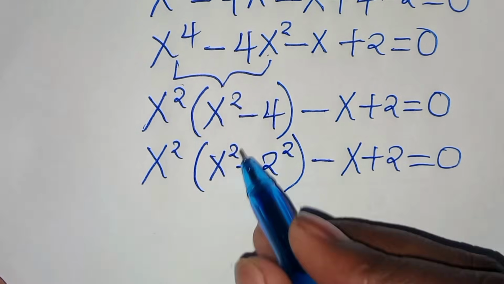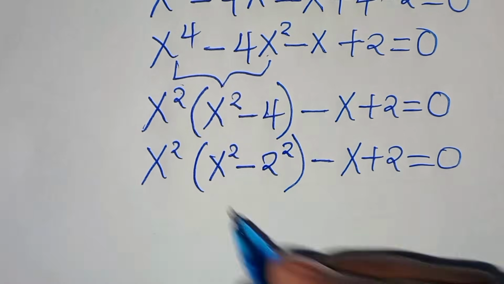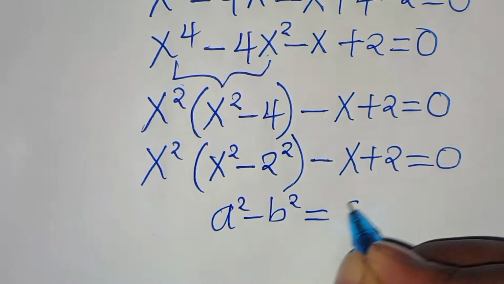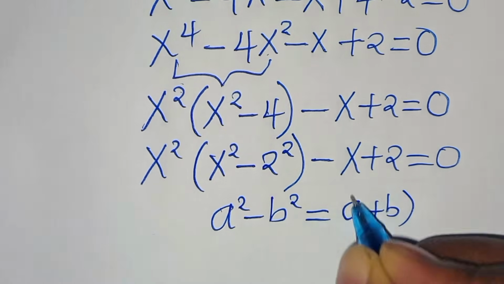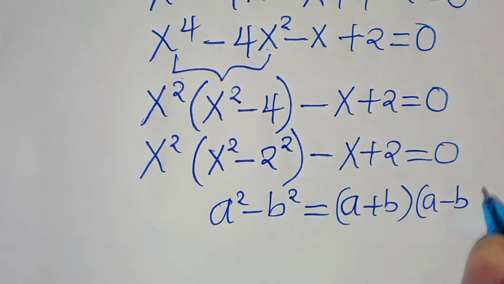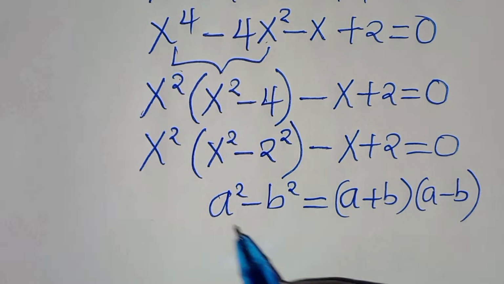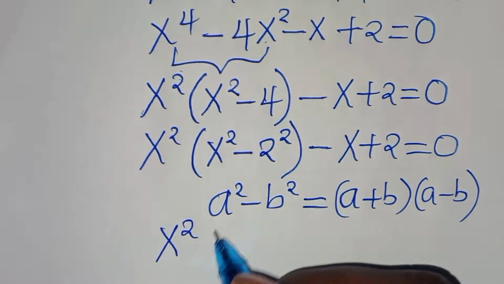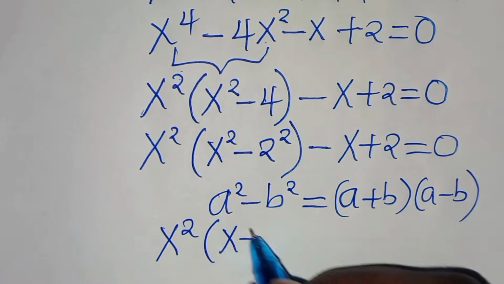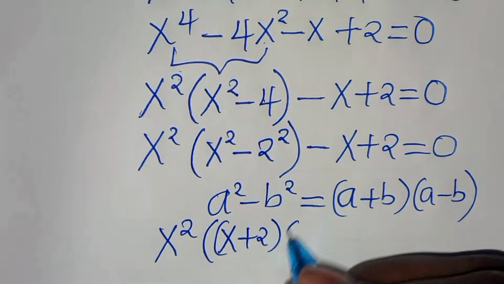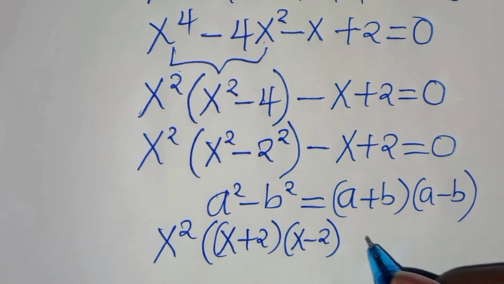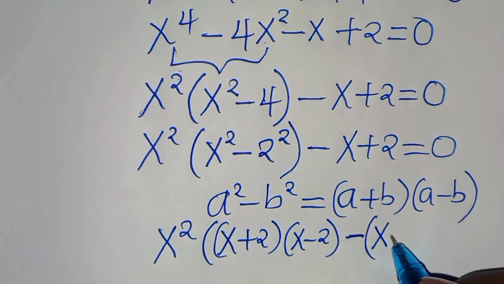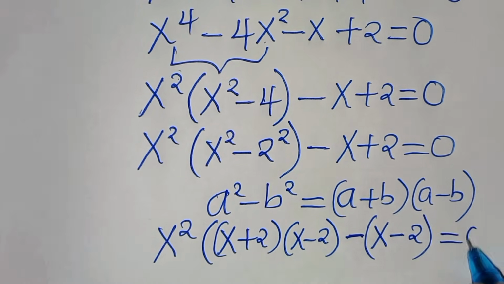Now, x² − 2² is in the form of a² − b², which you can express as (a + b) multiplied by (a − b). Applying this difference of two perfect squares identity, then we have x² here (x + 2) multiplied by (x − 2). Then subtract, here this is x − 2, equal to 0.